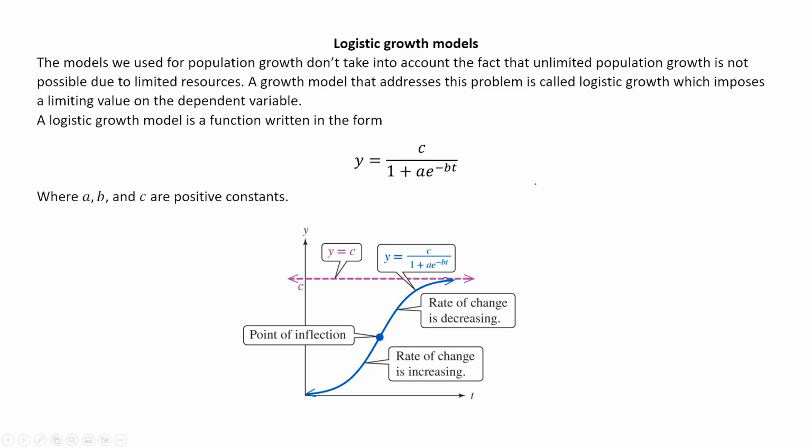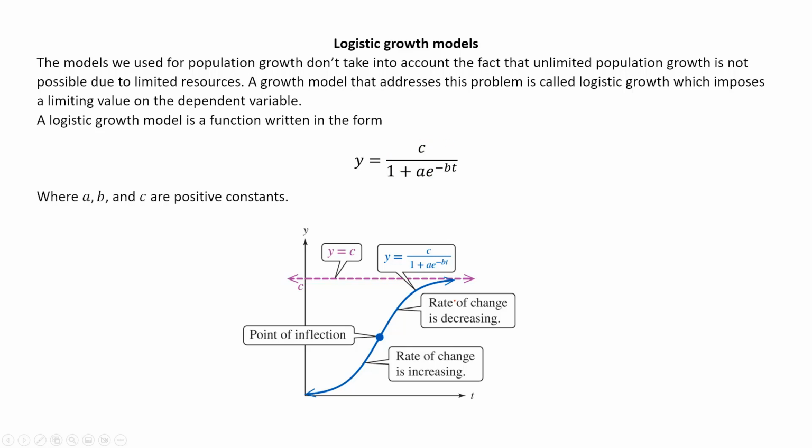So this model imposes a limit on how high the population can get, because this term, a e to the negative bt, as t gets really big, as time gets really big, this term approaches 0, because e to the negative bt, that puts that in the denominator. So as t gets really big, e to the negative bt gets really, really close to 0. And so this term gets really close to 0, which makes the function become really close to c.